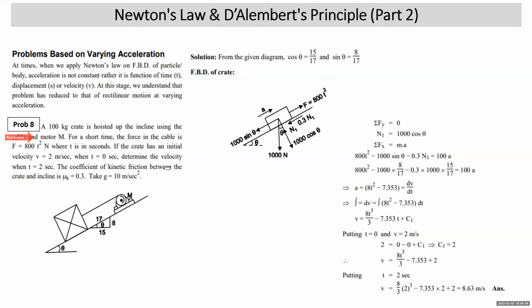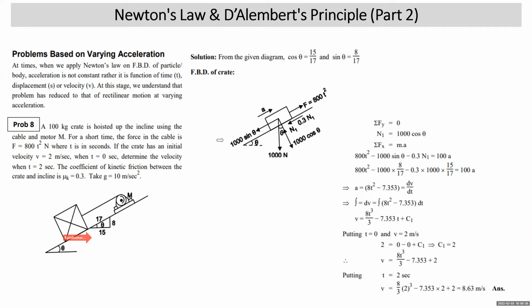You can see this is the crate. This is being pulled up using a motor. The tension in this cable is 800 t square. Immediately, I should understand that this problem is of varying acceleration, and after applying Newton's law, it will get reduced to acceleration as a function of time. Let's draw the free body diagram of the crate. You can observe from this diagram that sine theta is 8 by 17, opposite upon hypotenuse, and cos theta is base upon hypotenuse, that is 15 upon 17.